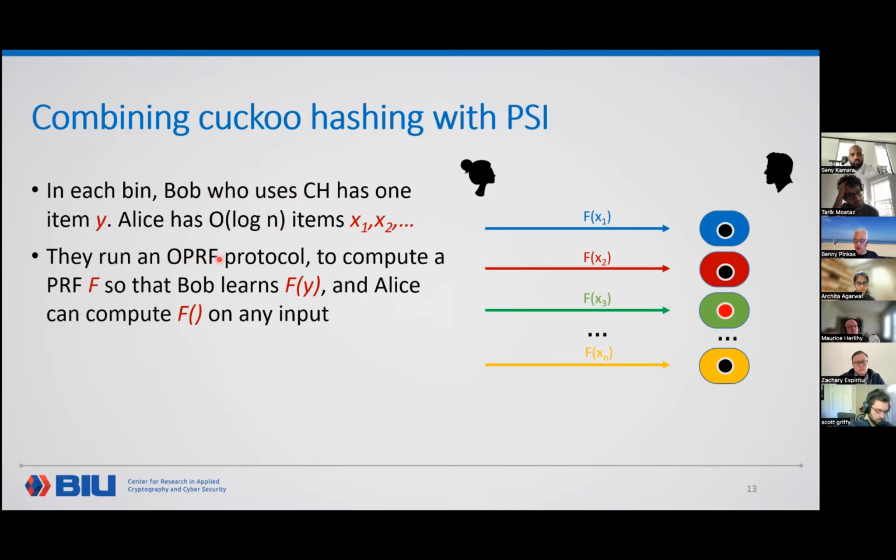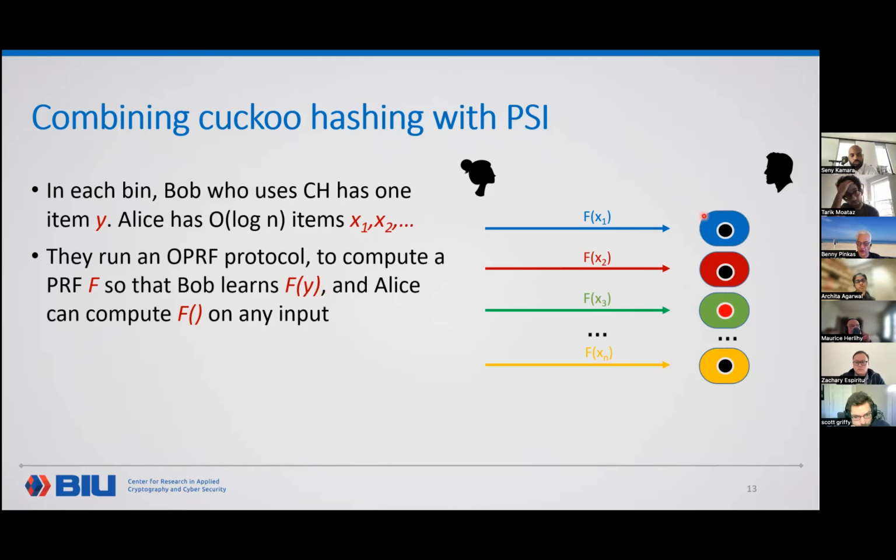They run a protocol, which I'm not going to go into, but call it an oblivious pseudo-random function protocol, where Alice has a key to a pseudo-random function. You can think of it as AES, okay? So F is, say, AES, and Bob has an input Y, and he learns F of Y. Alice doesn't know what Y is, and Bob doesn't know the key. So you can learn an encryption of an item without telling the party who has the key what is the item that you want to encrypt.